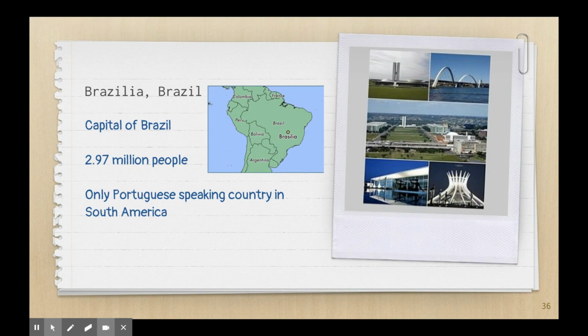We have Brasilia, which is the capital of Brazil, and it has 2.97 million people. It's the only Portuguese-speaking country in South America, which is kind of crazy to think about because the Spanish and Portuguese explored a whole lot of the world, but this is really the only Portuguese-speaking country in the whole continent.